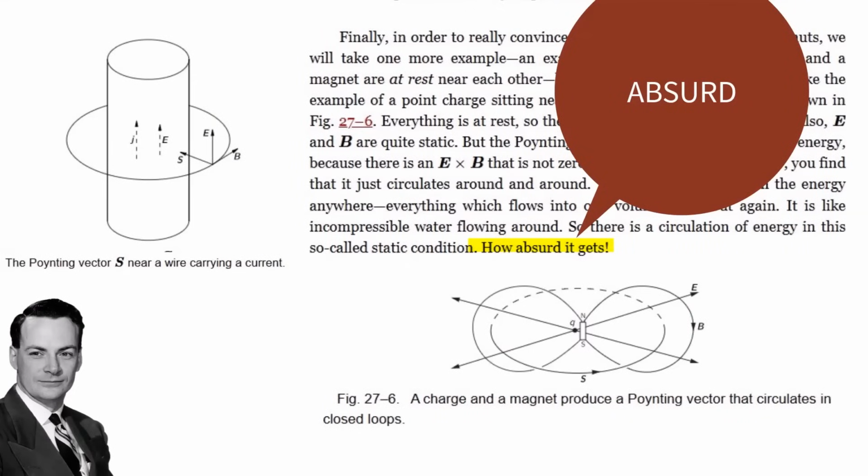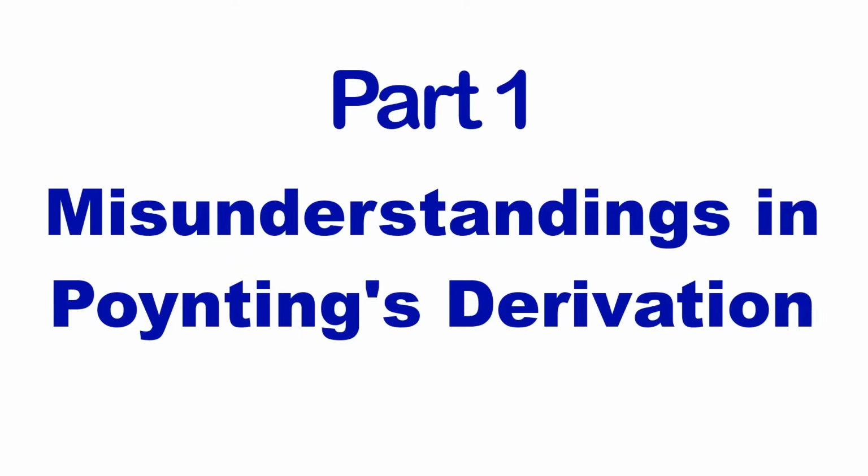In other words, when it comes to the Poynting vector, I agree with Feynman when he wrote in his textbook, "How absurd it gets." But unlike Feynman, I'm willing to stand up and say I disagree with a crazy, absurd, and illogical theory that makes no sense to me, even if great physicists have promoted it. Which brings me to Part 1, Misunderstandings in Poynting's Derivation of the Poynting Vector.